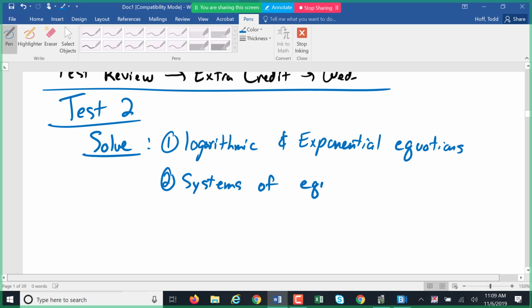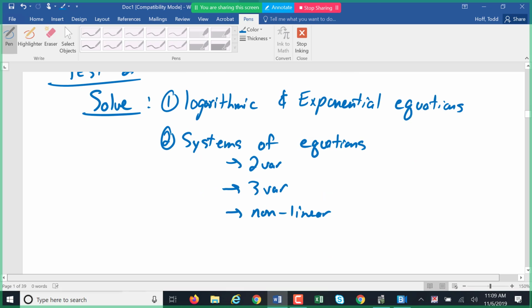systems of equations, whether those are 2-variable, 3-variable, or nonlinear. You need to be able to solve systems of inequalities. Of course, systems of inequalities are going to have to be on a graph.